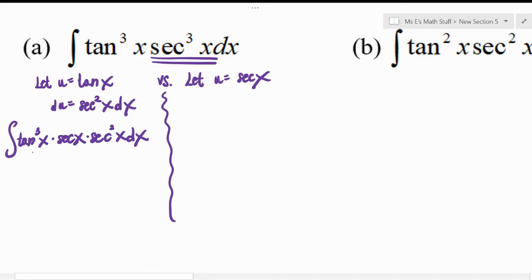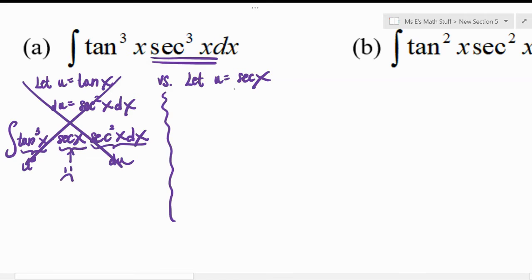Okay, so tangent cubed would be u cubed. This looks easy. Secant squared dx, that's my du. And then secant x, you wouldn't be able to Pythagorean swap your way out of that. And so it's right there that makes me think that this is not the way to go for this problem.